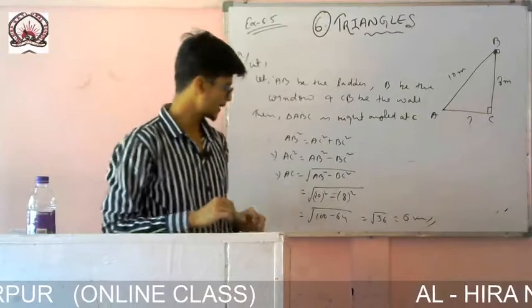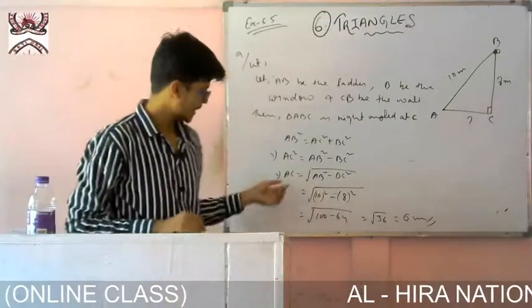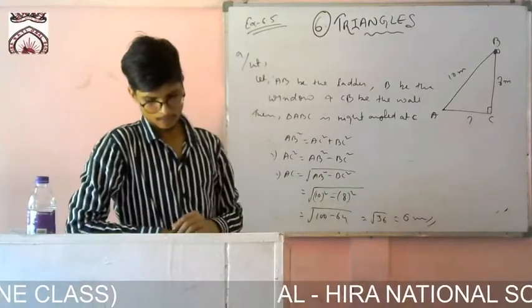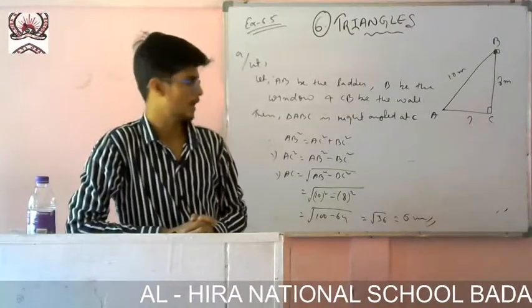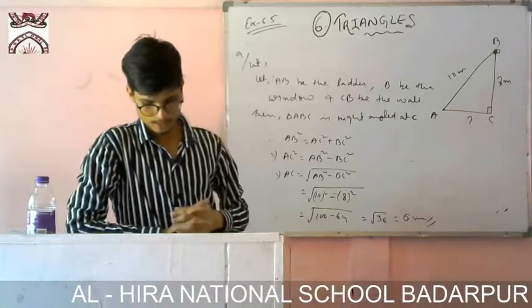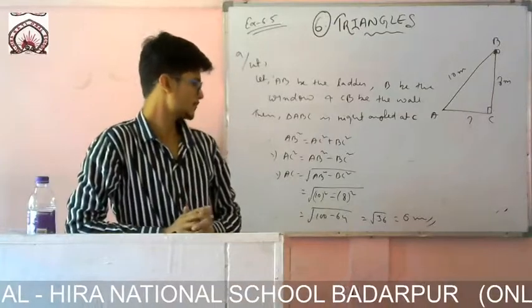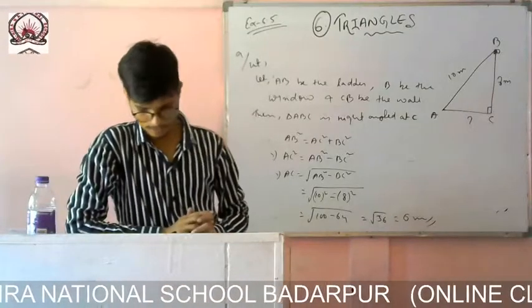Therefore, the last line you write: the foot of the ladder is at a distance of 6 meter from the base of the wall. The last line you write, okay, after that.